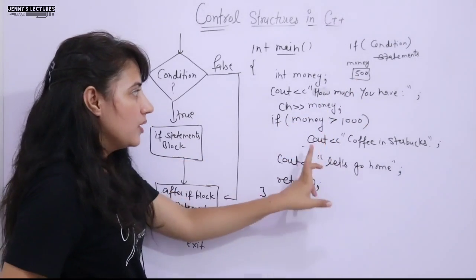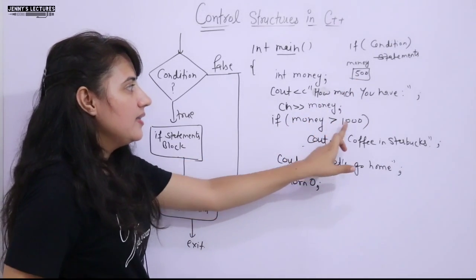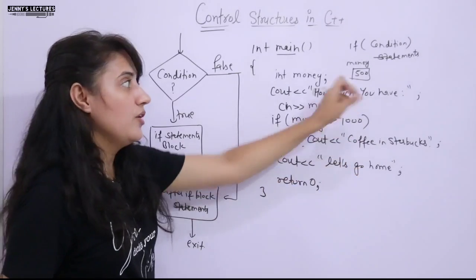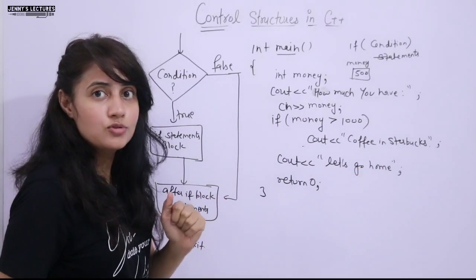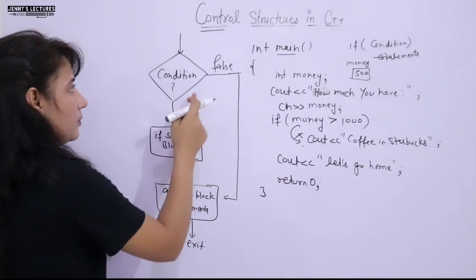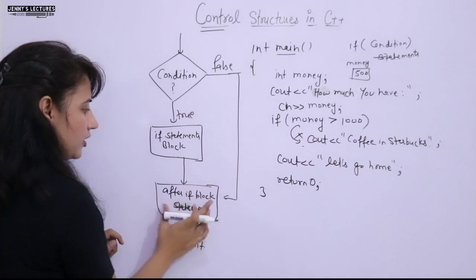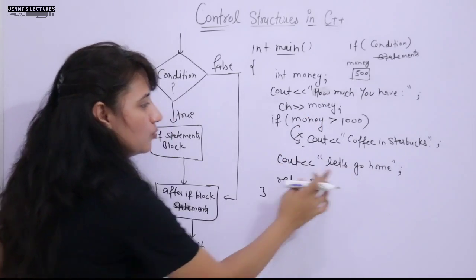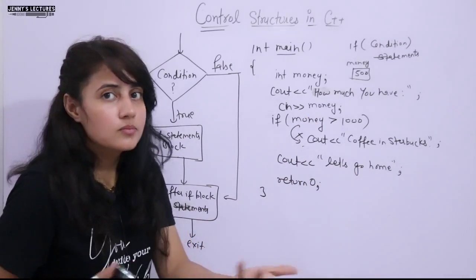500 would be there. Now check the condition, money greater than 1000. Is this true? No, you have 500 rupees, money is less than 1000. So it will not enter into this if block, because the condition is false. Then after the if block, this is the statement, see out, let's go home. So this would be printed, let's go home, right?